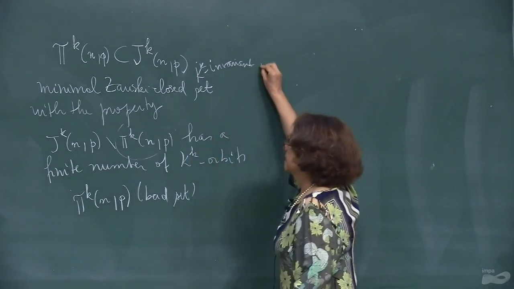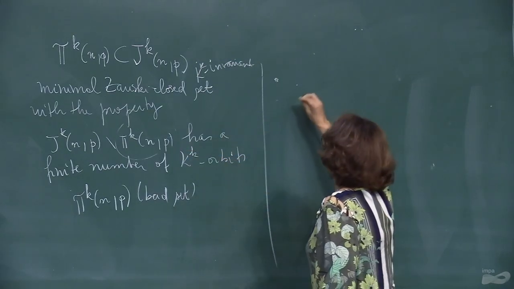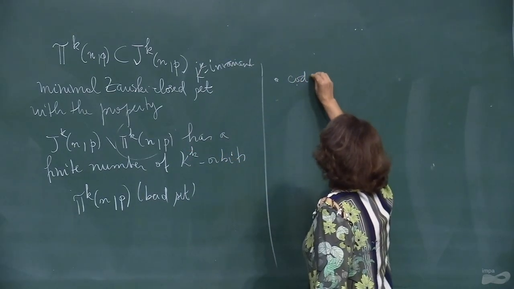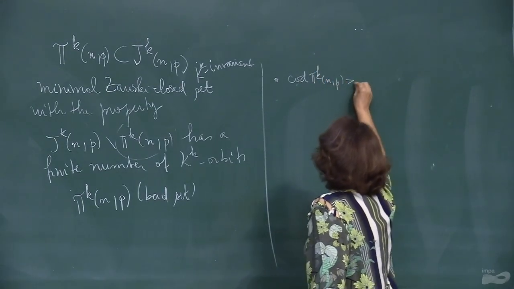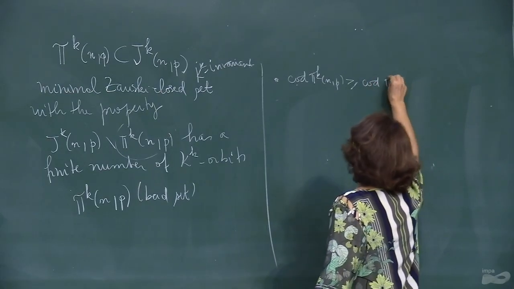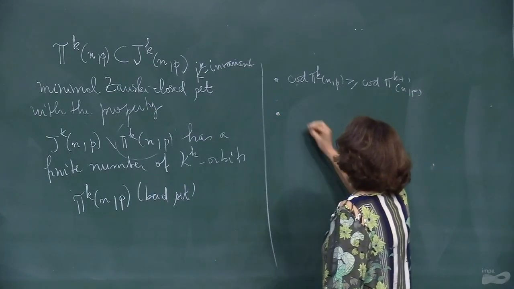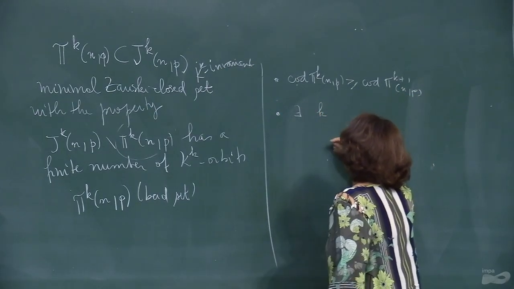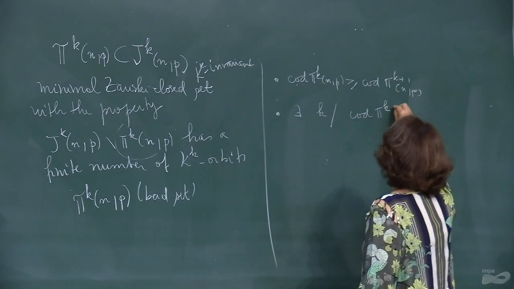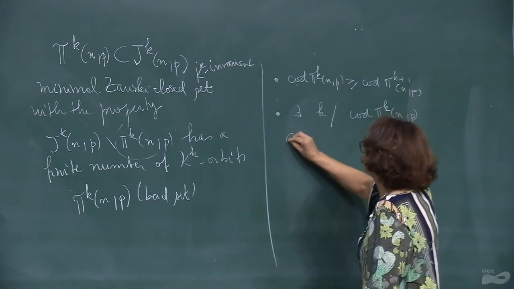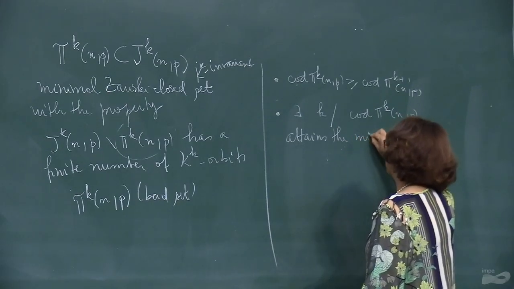Moreover, he proved that the following properties are verified for this set. That the codimension decreases as k increases, and there exists a k sufficiently high such that the codimension attains the minimum value.